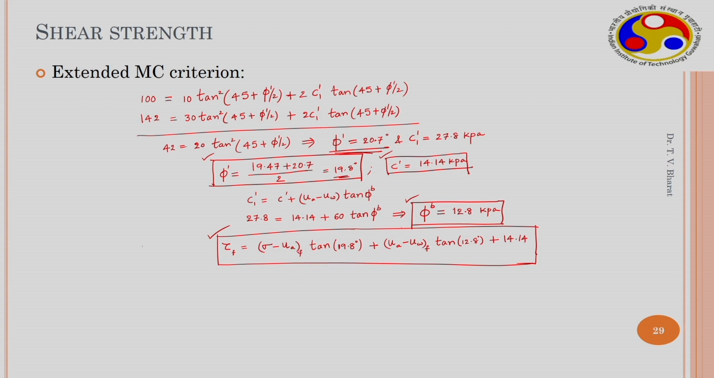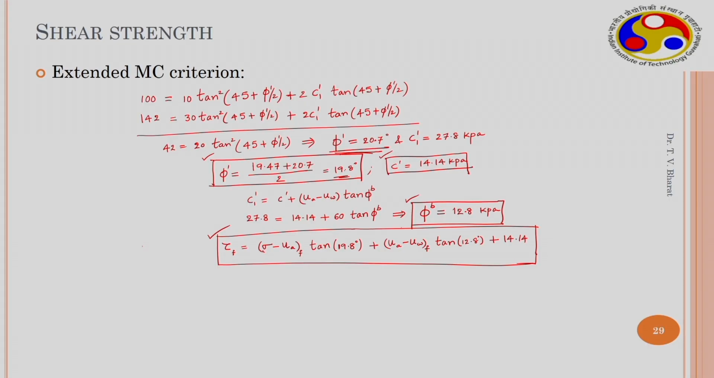Therefore at any given stress state, sigma minus UA and UA minus UW, the shear strength of the soil can be estimated using this particular expression. If the stress state of the soil is defined, then we understand the behavior. If the stress state changes with time due to the monsoon season, when the water infiltrates into the soil slopes, then the suction values decrease. When these suction values decrease, how the strength changes can be evaluated using this particular expression.